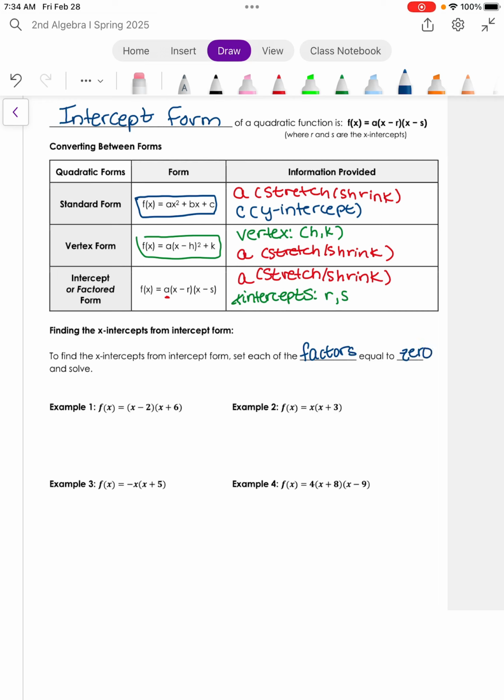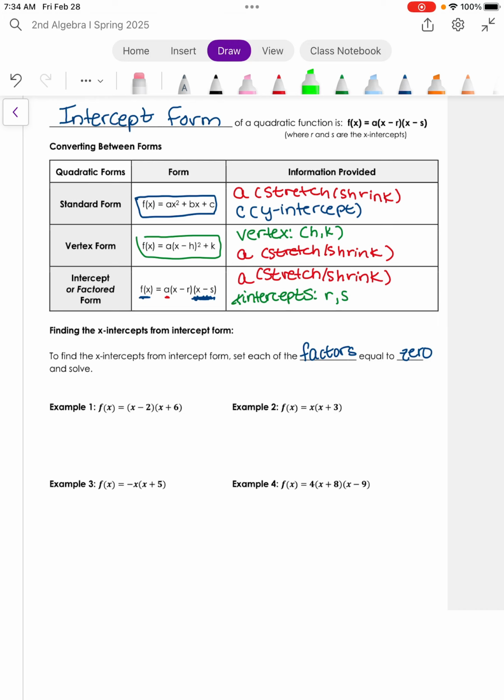Now the reason that works is because if you look at the intercept form, if that factor was equal to 0, it would be 0 times something, which is 0, times something, which is still 0, because 0 times anything is 0. So if you set the f of x equal to 0, then you can find out what the factors would each be equal to.